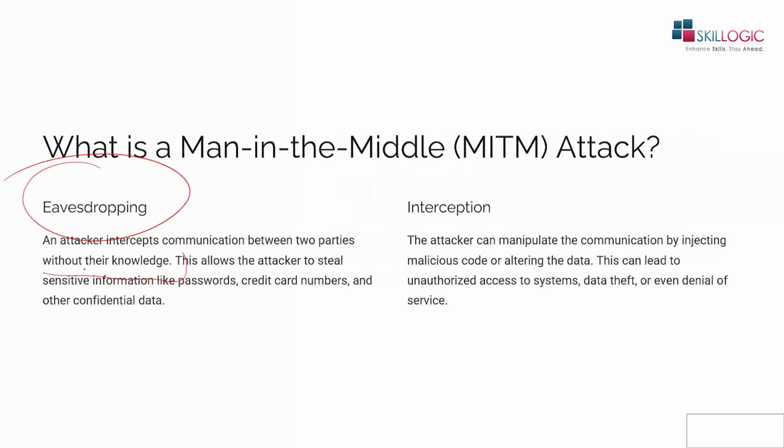If two people are talking with each other, a third party will be there. This computer and this computer are talking with each other, and there is a third computer in between, secretly listening to all the traffic, what they are communicating. This is called eavesdropping. The next one is interception. In interception, the attacker can manipulate a communication by injecting malicious code or altering the data. This can lead to unauthorized access to systems, data theft, or even denial of service.